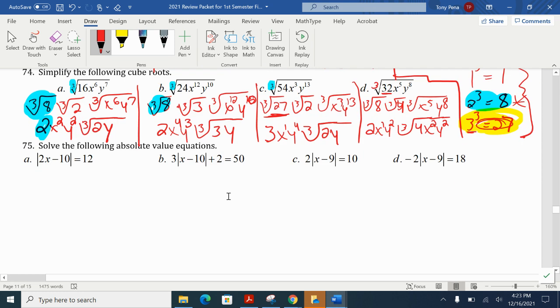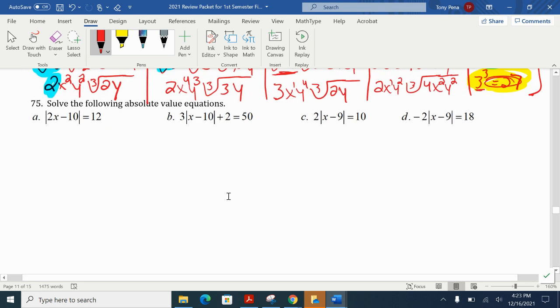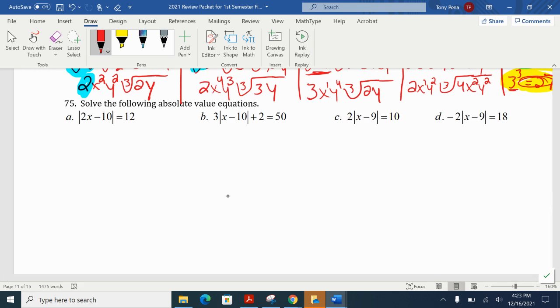All right, last but not least, these should be pretty familiar to us at this point. This is what our very last quiz and test covered. Our goal with all of these is to get this absolute value bar isolated. In this case, that's already taken care of for you.